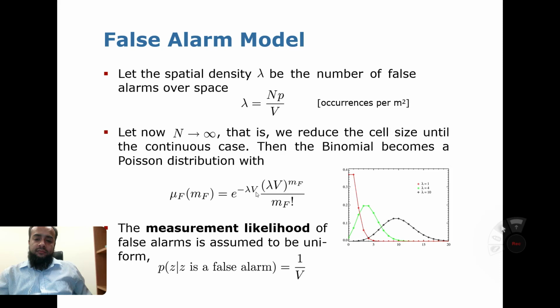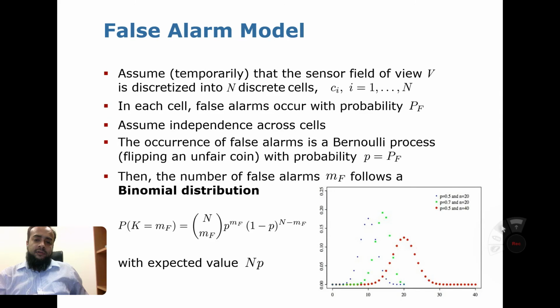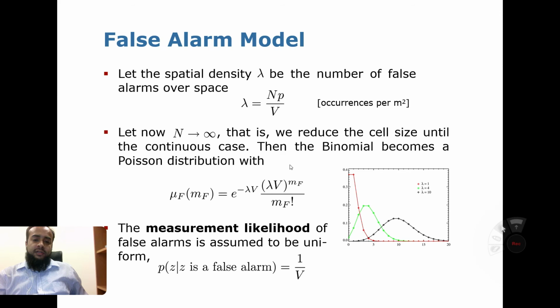Previously we considered the binomial process. Now we want to reduce the cell size in the binomial process to get the Poisson distribution with parameter gamma. It takes the exponential power of gamma over some space V, which gives the normal Poisson distribution at lambda equals 10. So this is a normal Poisson distribution at lambda equals 10.